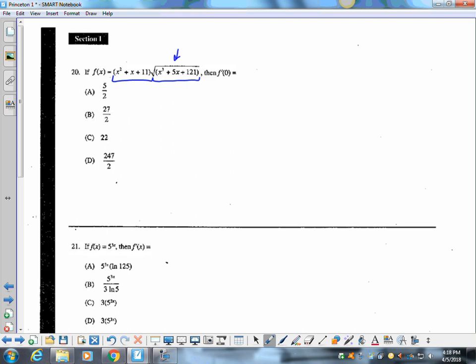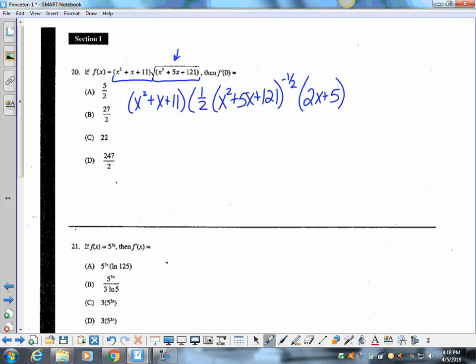Now, I'm going to think about this guy as all that stuff to the 1/2. Okay? So here I go. I'm going to leave it. And then I'm going to take the derivative. Pull the 1/2 out. Leave the inside. Subtract 1 off the power, but then I have to take the derivative of the inside. Ooh. Plus.